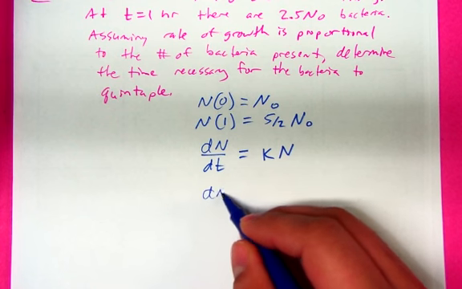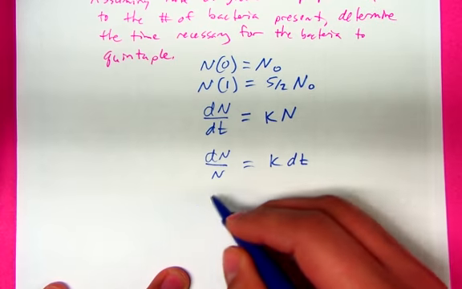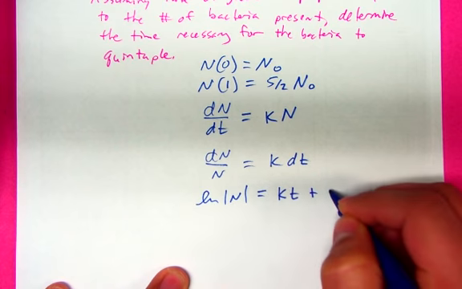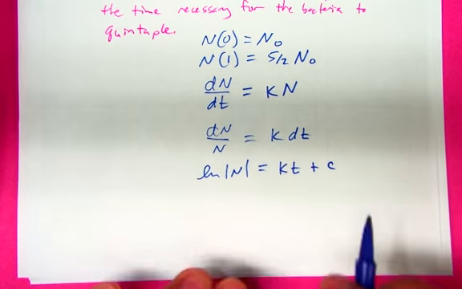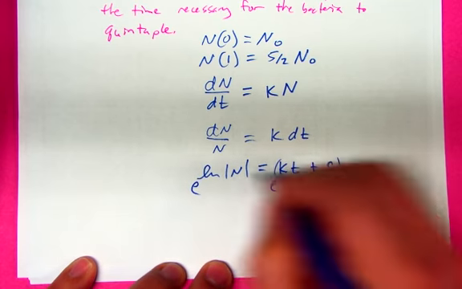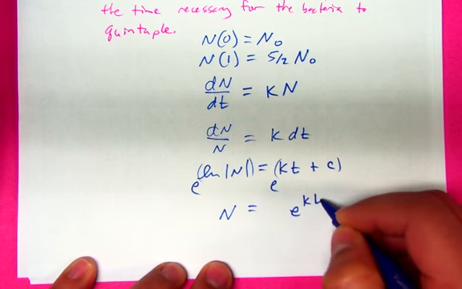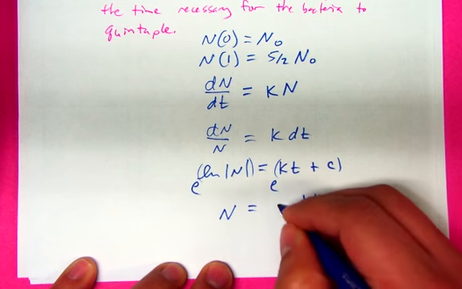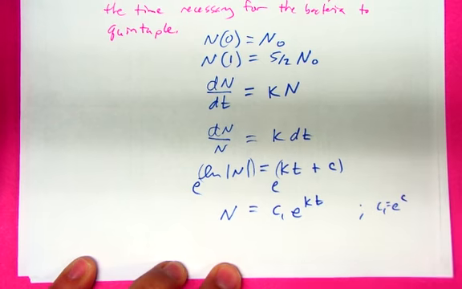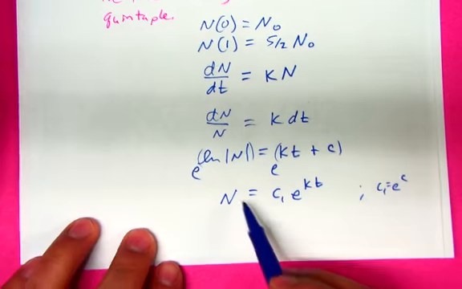Separation of variables. So we have dN over N equals k dt. Integrate both sides. We get natural log N equals kt plus c. You can exponentiate both sides. So we have N equals e to the kt times e to the c, which we'll call c1. So then here's the solution.